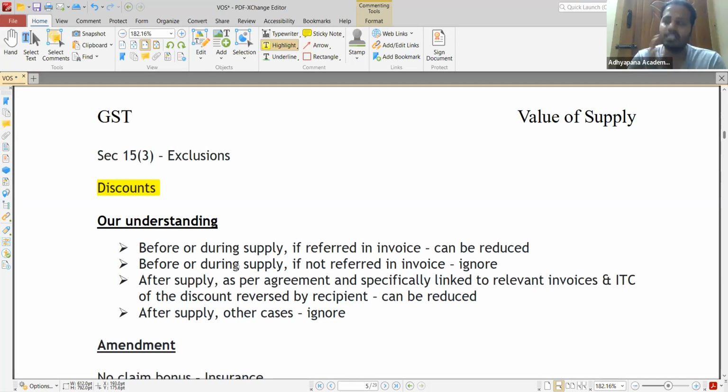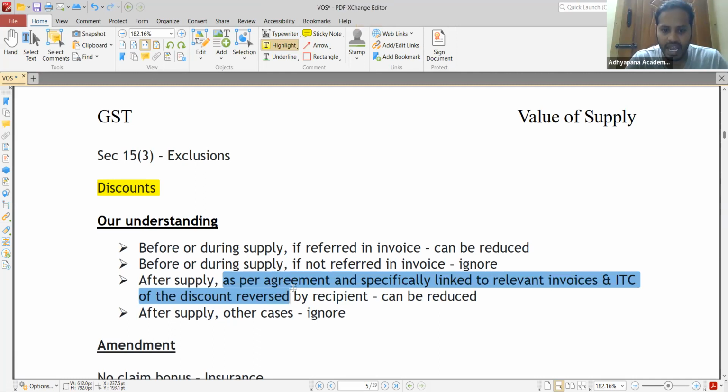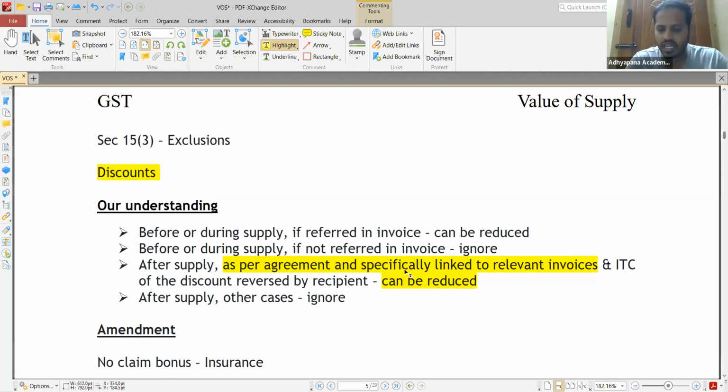That's what the government says. See, you can give discounts after supply also. I'm not worried. And there must be an agreement. After supply, as per agreement, and specifically linked to relevant invoices. Clear? And specifically linked to relevant invoices. Then it can be reduced. If anything is not specified, there is no agreement and it's not linked with the relevant invoices, then you have to ignore that discount.